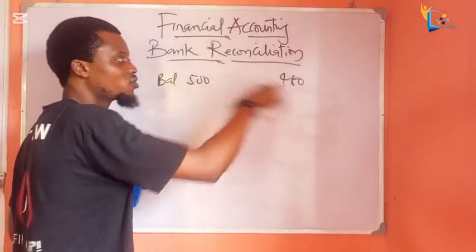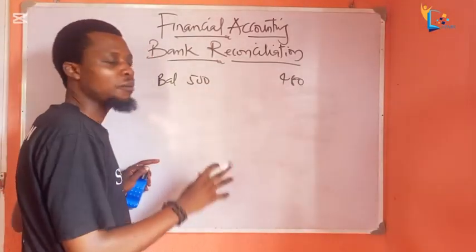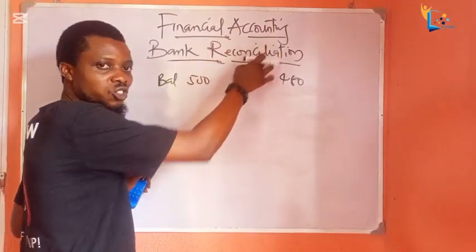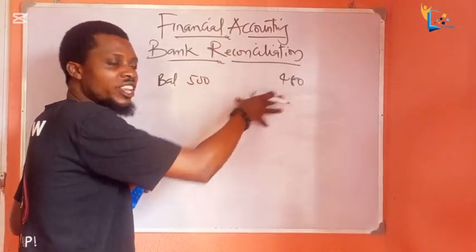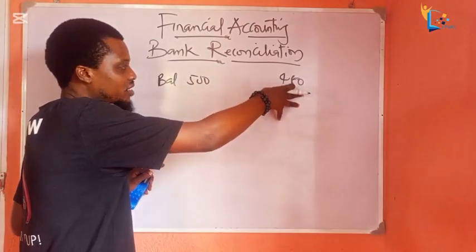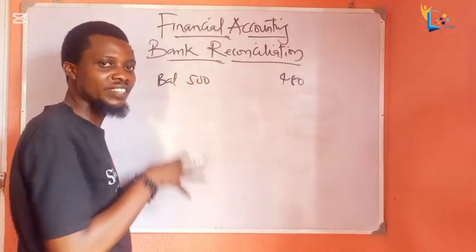Normally, you're supposed to have 500, 500. The cash book should be 500, the bank statement should be 500. But sometimes, there can be differences. That is where reconciliation comes in. But before reconciliation comes in, there must have been factors that are responsible for these differences. And those factors, we are going to look at them now.